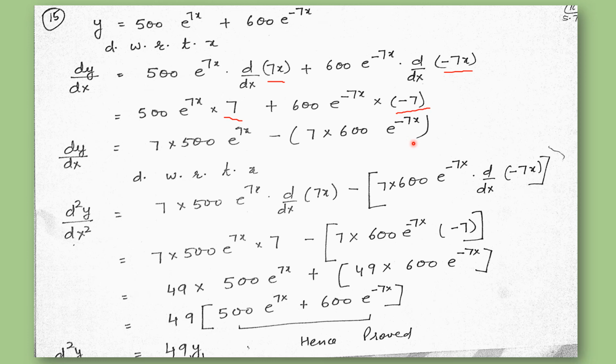Very simple. Now to calculate the second order derivative, we differentiate with respect to x again. You get d square y upon dx square is equal to 7 into 500 e power 7x as it is multiplied by the derivative of 7x.